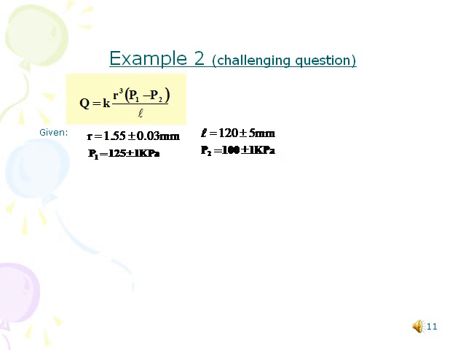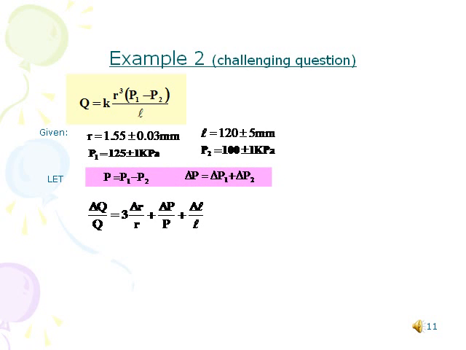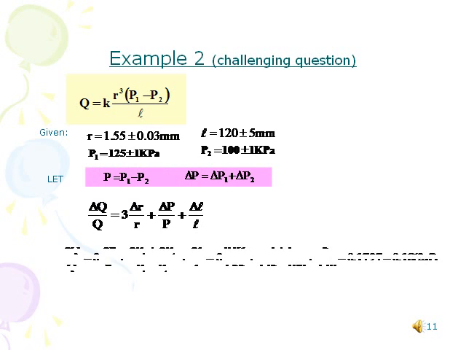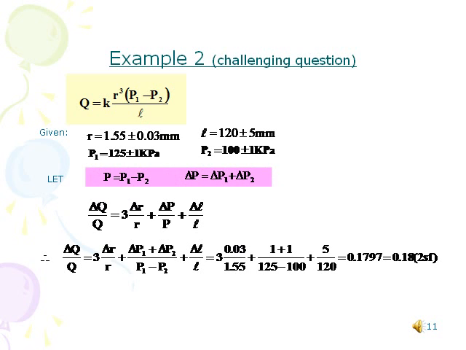This is a more challenging question. In the expression of Q, it consists of a term of subtraction. We have to choose an alternate way by letting P equal P1 minus P2. I believe the subsequent steps you should have no problem digesting and understanding.